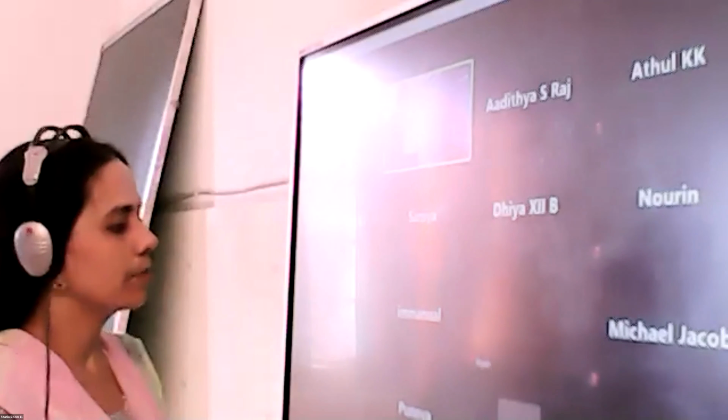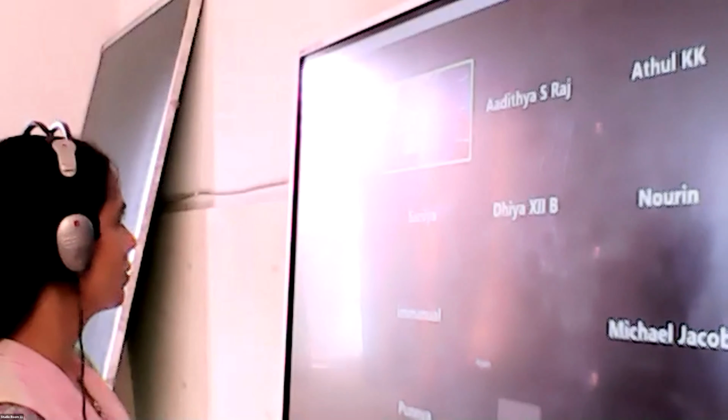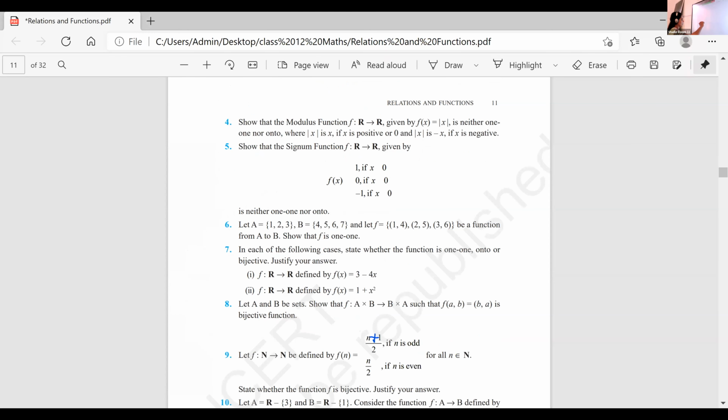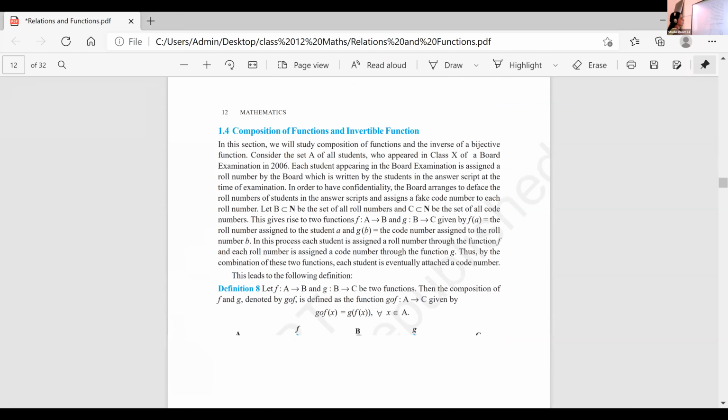Okay, children, hope you all completed the previous question. Now, go through the next question, children. This is an example question. Go through this question. Look at the function given here, how the function is defined.